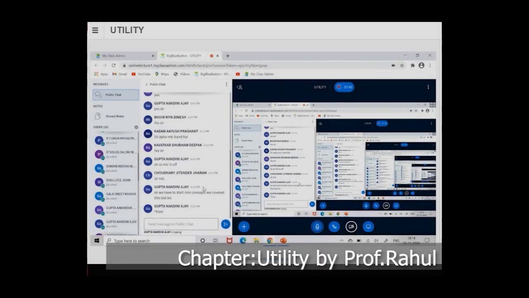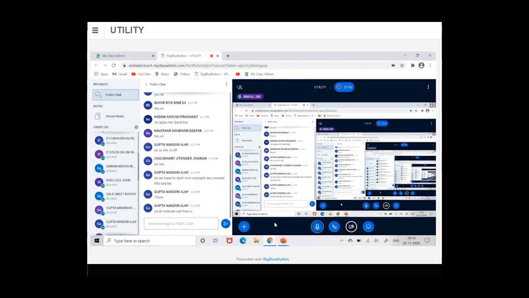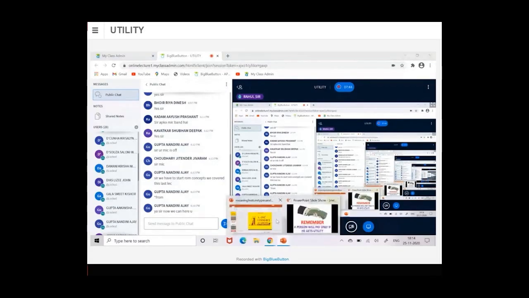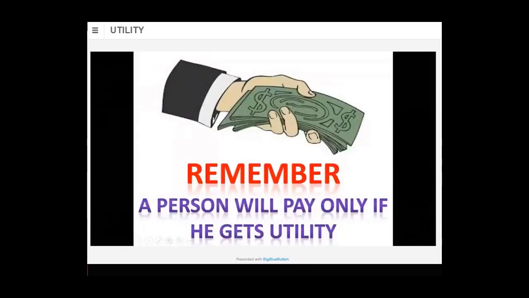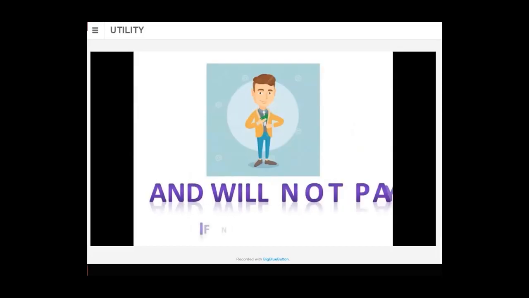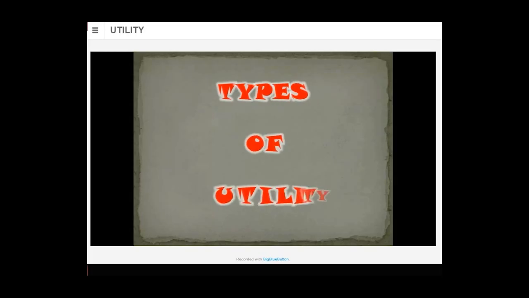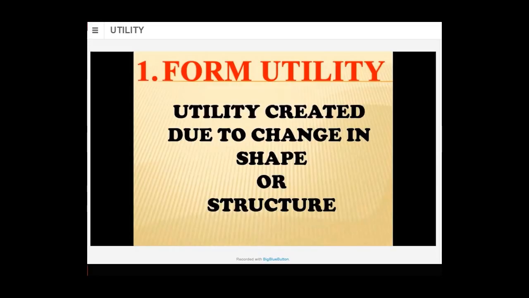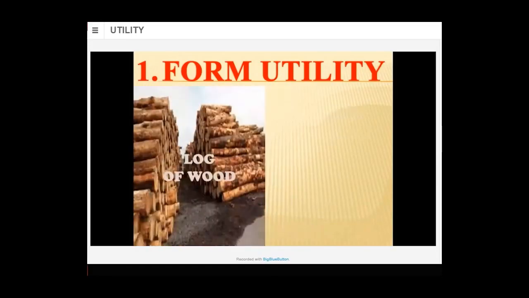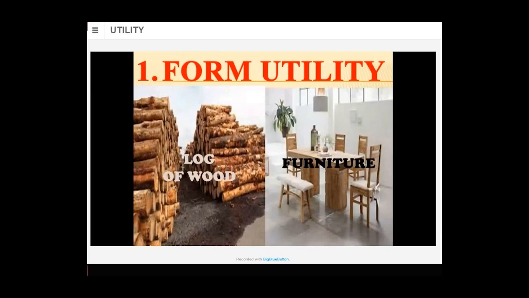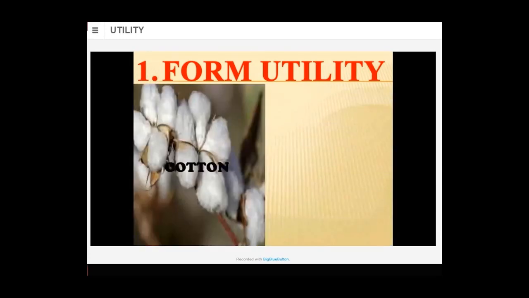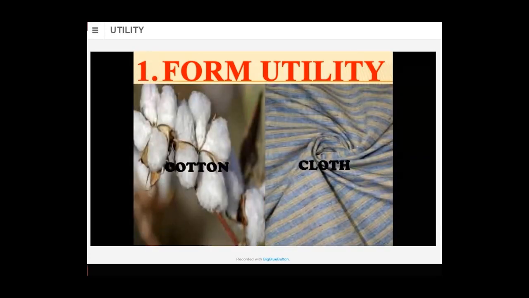In short, revising those concepts. So remember, a person will pay only if he gets utility and will not pay if there is no utility. Types of utility we discussed: form utility by changing the shape of commodity. I gave you example: a log of wood converted into furniture, cotton converted into cloth. We discussed it last lecture.